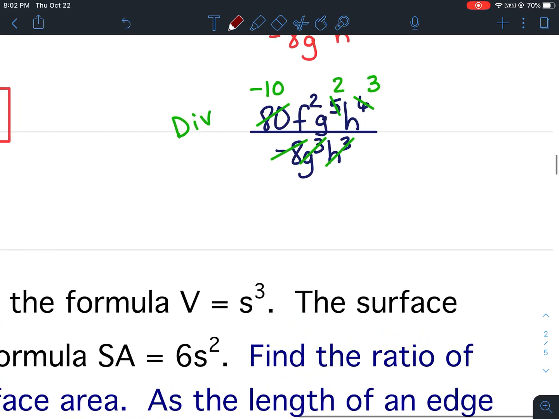So, once again, there is nothing left in the denominator, which would make that a 1. Since it's a 1, I don't need to write it. So what is left on top? I've got negative 10, f squared, g squared, h cubed.